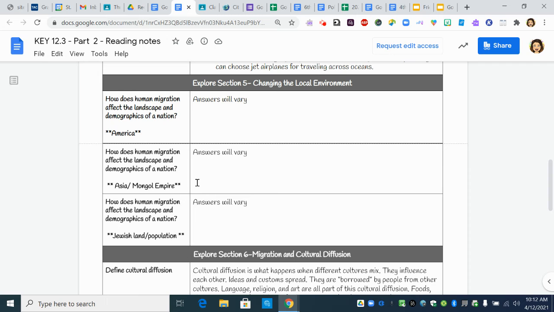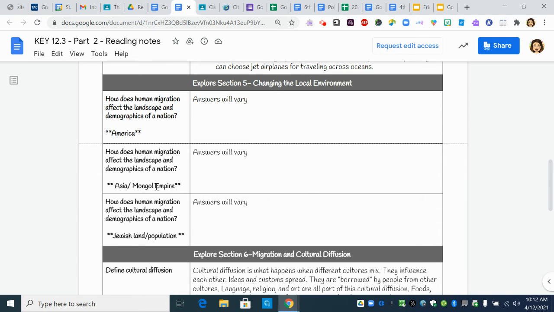How does human migration affect the landscape and demographics from the Asian Mongol Empire? We know that the Mongol Empire was very powerful and they were violent. So they traveled across most of Asia, conquering new areas, and they killed many people in their conquests, which definitely changed the demographics or the population of those areas.